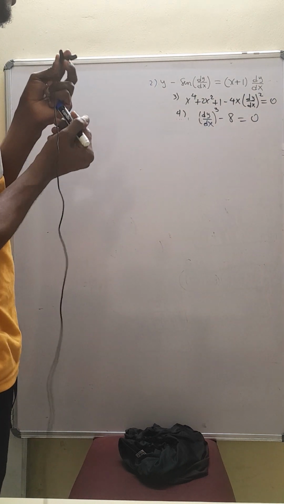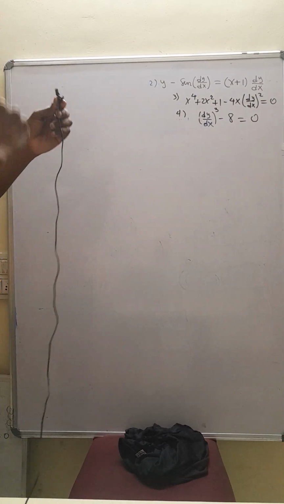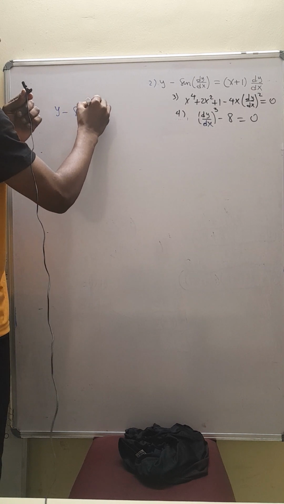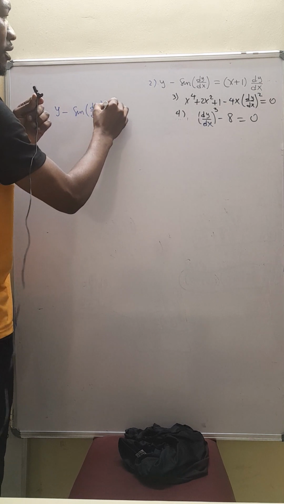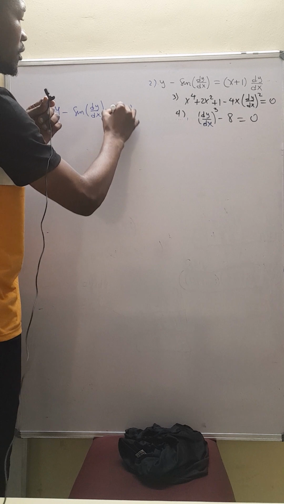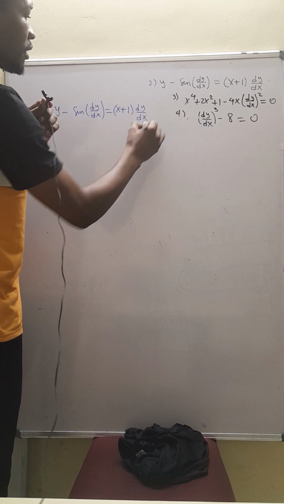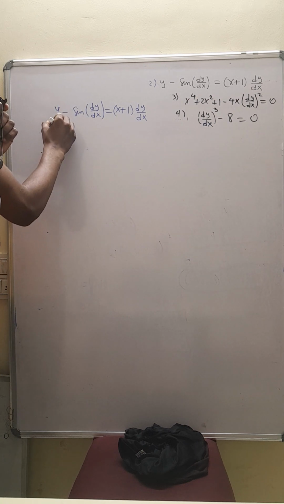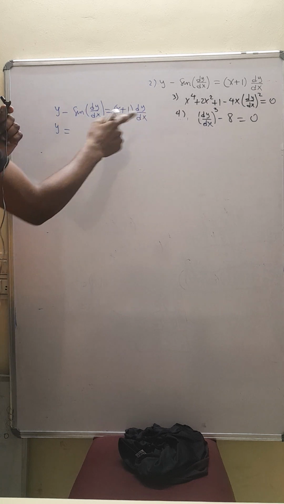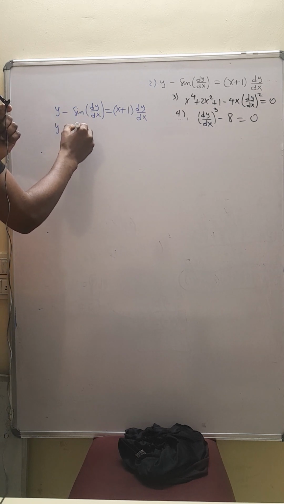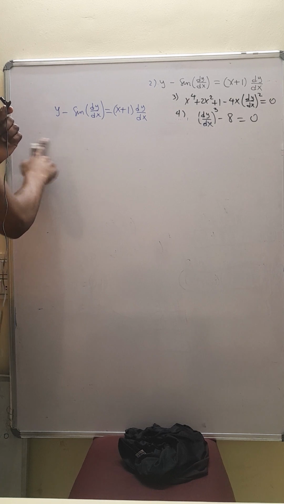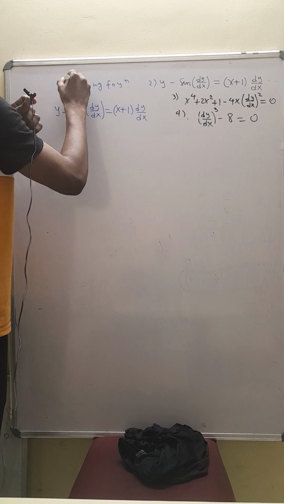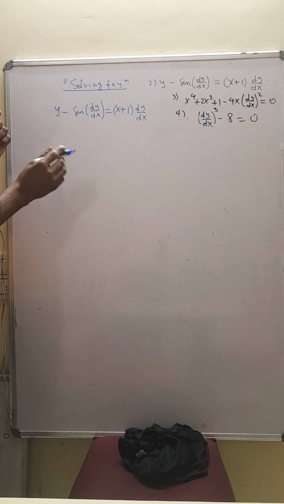Let's pick up this next exercise, and we are going to apply the same method. Suppose we have y minus sin x dy/dx equal to x plus 1 dy/dx. So what should we do to solve this exercise? That's the point. I can solve for y. This can go there. What will I get? Let me see, we are solving for y.